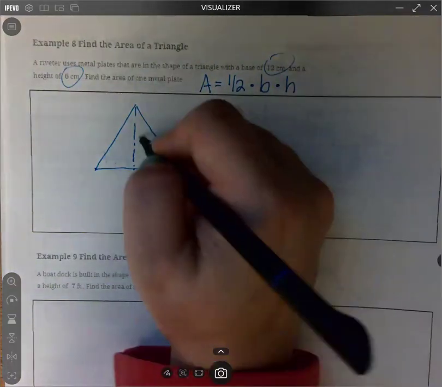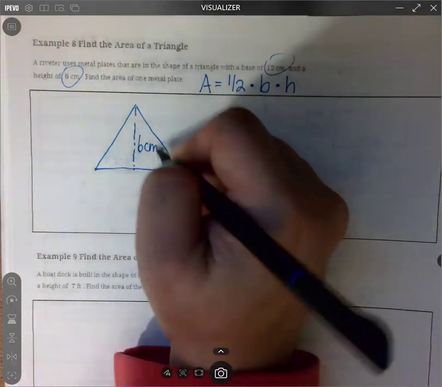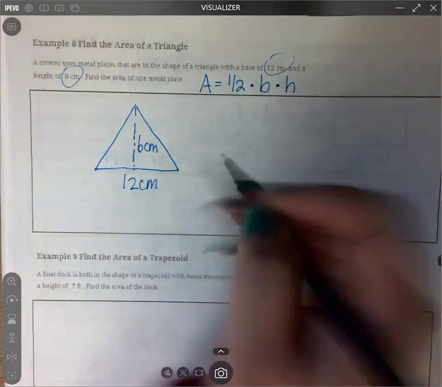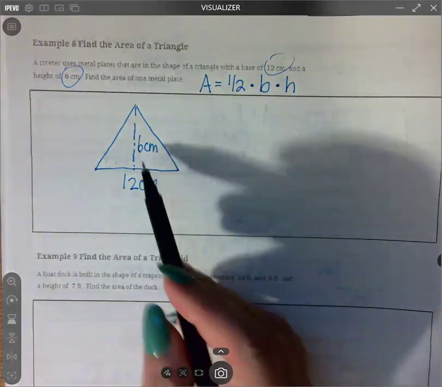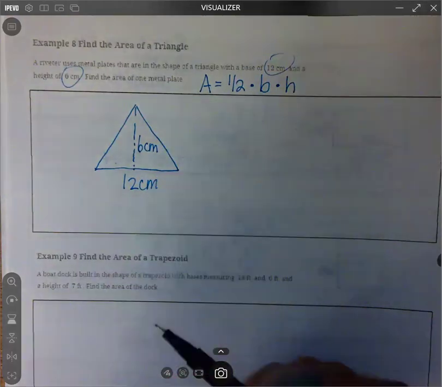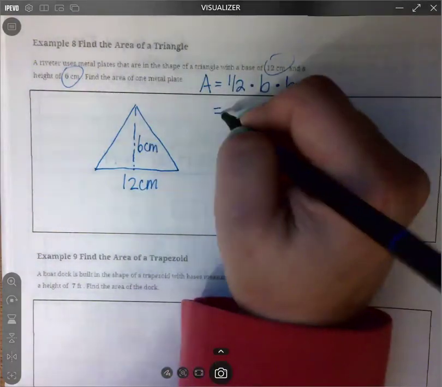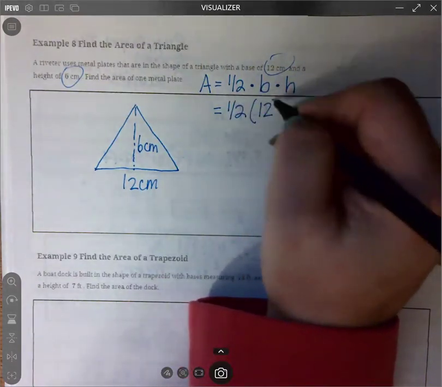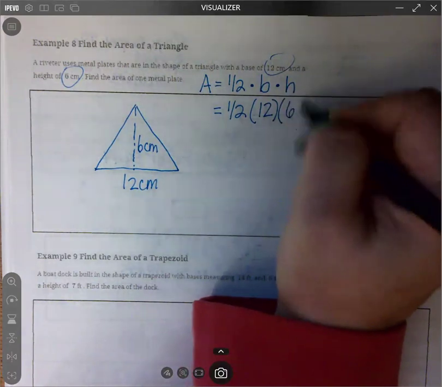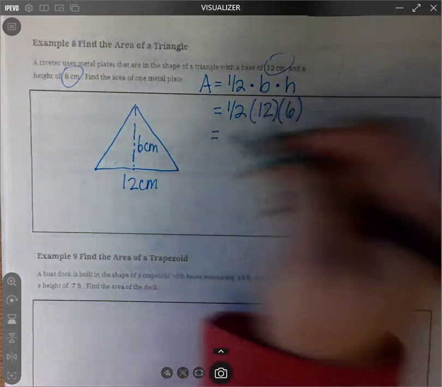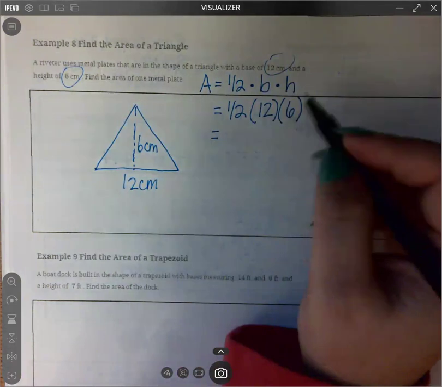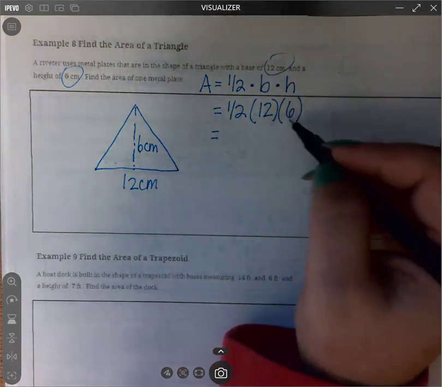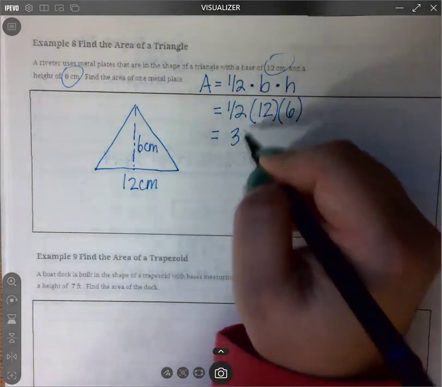The height is 6 centimeters and the base is 12 centimeters. Height 6 centimeters, base 12 centimeters. We use our formula, 1/2 times the base times the height. So we have 1/2 times 12, which is 6. And then 6 times 6, which is 36.